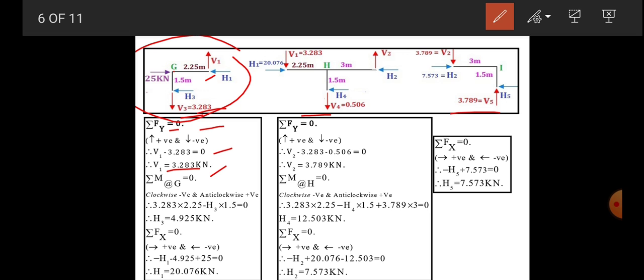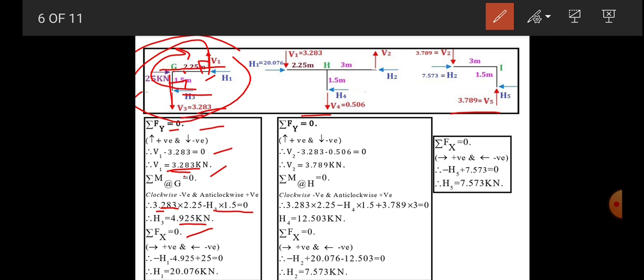Take moment about G. For taking moment about G, the axial forces will be passing through G, so their moment will be 0. Only the forces perpendicular to the member we have to consider. So V1 rotates in an anti-clockwise direction. So V1 into 2.25, here the value of V1 we calculated. So put that value of V1, 3.283, into 2.25, and H3 is unknown. H3 into 1.5, H3 will rotate in a clockwise sense, so minus sign is there, is equal to 0. So we have H3 is equal to 4.925 kilonewton.